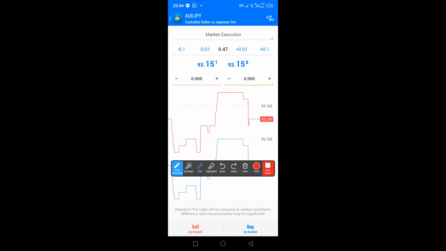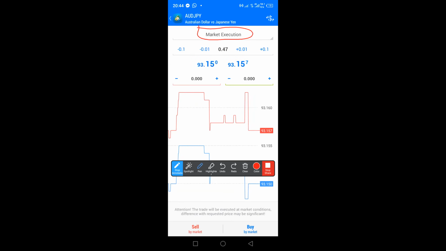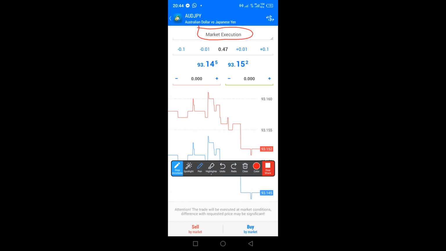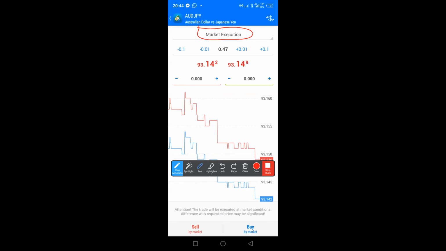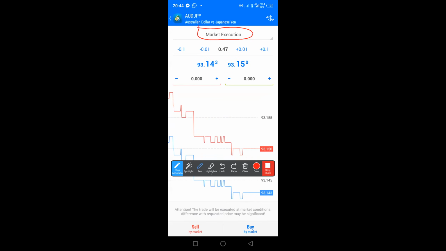We have AUD JPY. Now, here, you have a segment, right? This is the segment where you determine what type of order you want to take. I've explained 3 types of orders, even though I spent time on 2. One of them is instant execution, or also known as market execution. Then the second one is pending. And that pending, you have limits and stops. That makes it broadly 3.